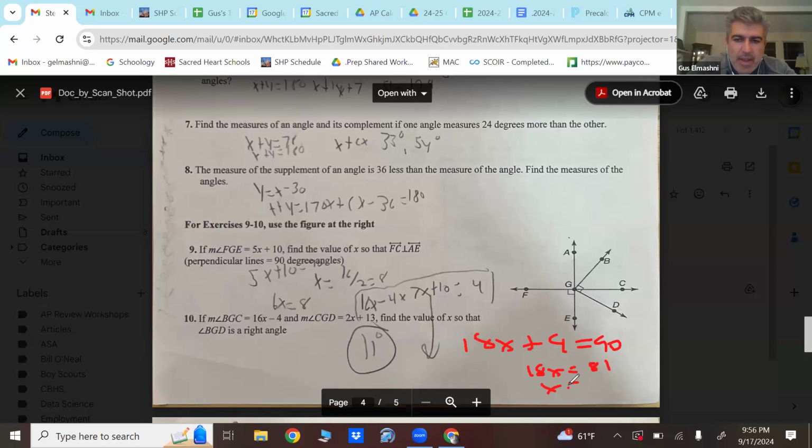Yeah, that's right. 18x equals 81, which, gosh, what is that? Hold on. BGC. That's just weird. 18x plus 9, 81 divided by 18. Oh, 4.5. It's not that bad. I thought it was going to be a really wacky number, but all right, I think we're good.